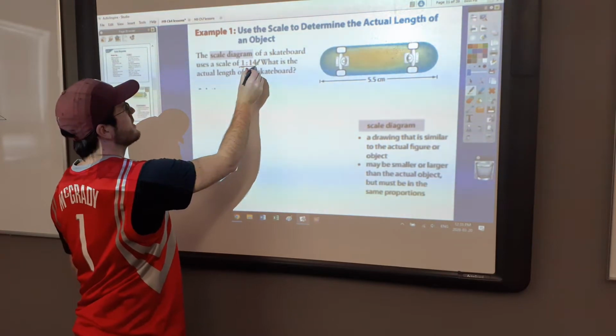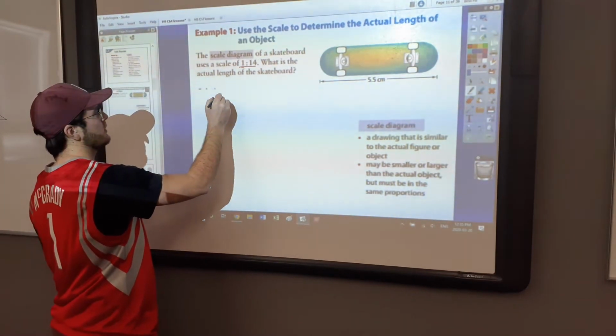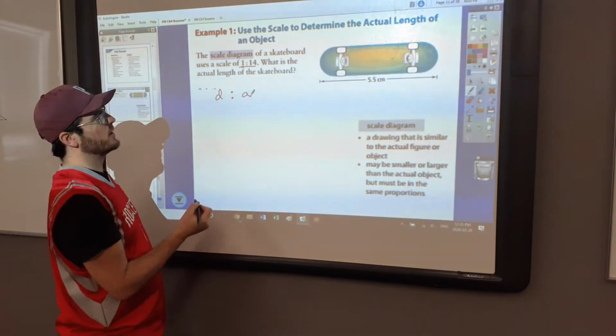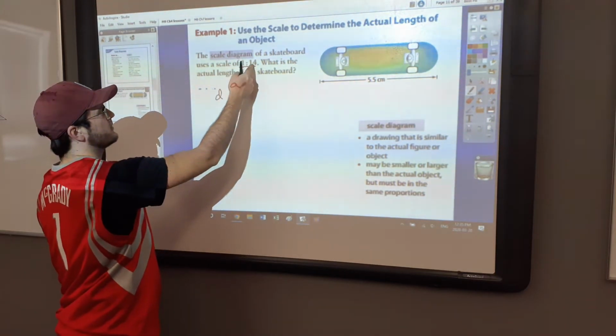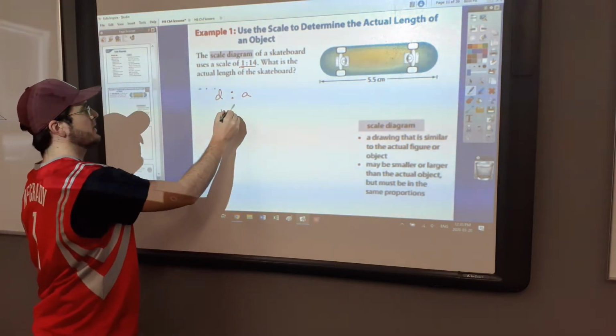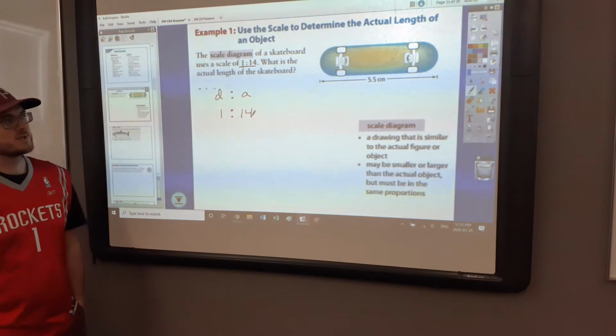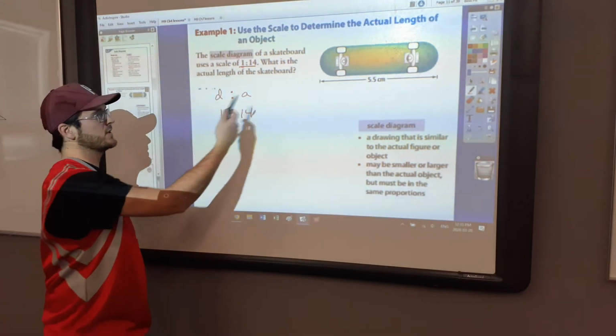So it says a scale diagram of a skateboard uses a scale of 1 to 14. So that means that on the picture or on the diagram, compared to the actual size of the board, that's what this ratio means. So 1 to 14 just means the actual board is going to be 14 times as big as it is in the picture.